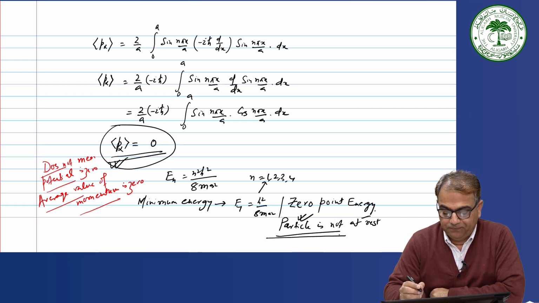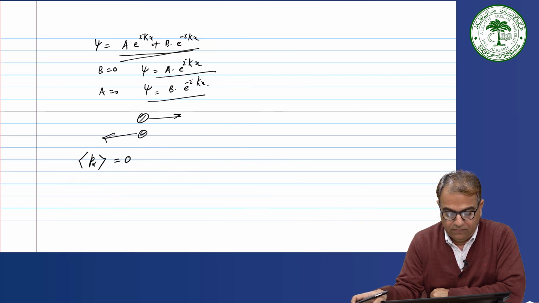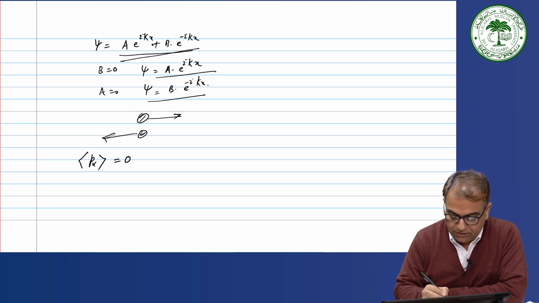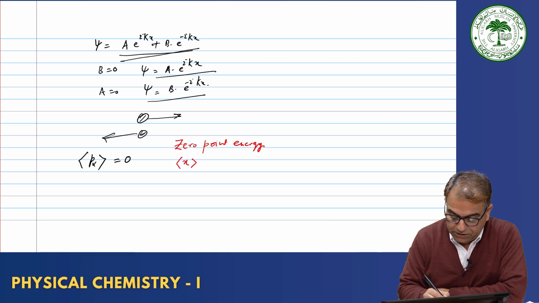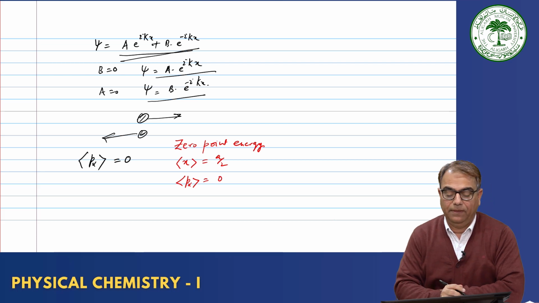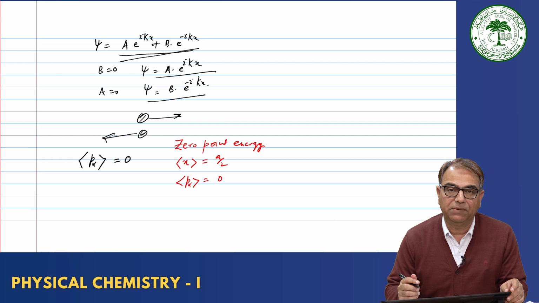So this way we can find the average value of the physical variables of a particle in a one-dimensional box. Another concept which we learned is zero point energy, and the average value of position is a by 2 and the average value of momentum is 0. Having done this, you can go ahead and calculate several other properties also.